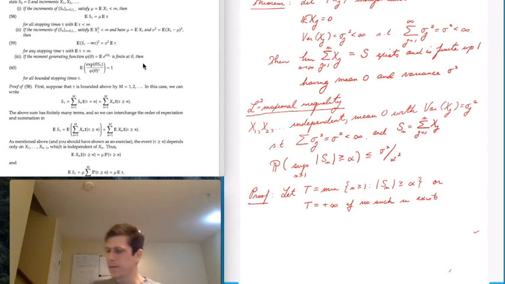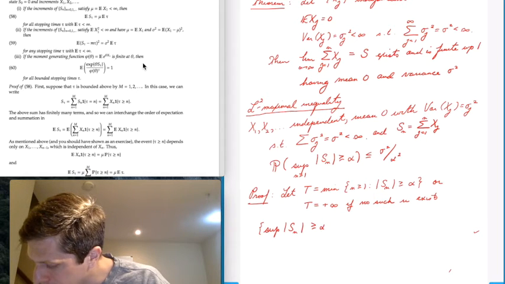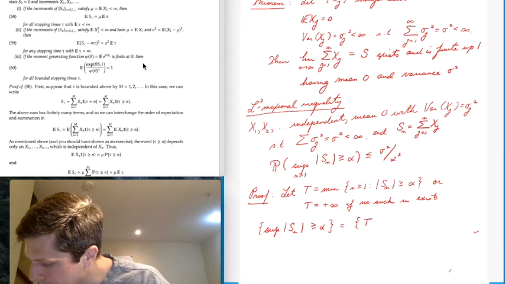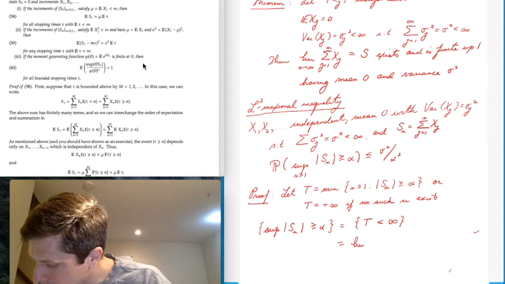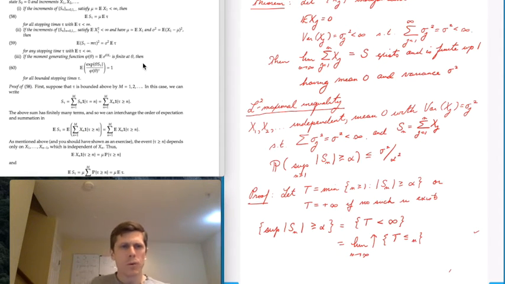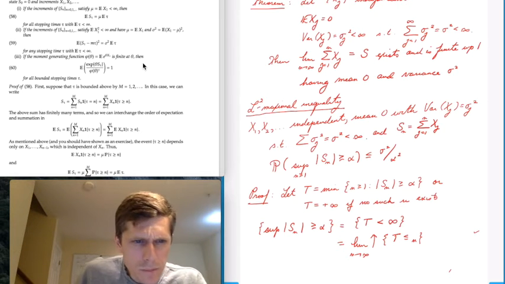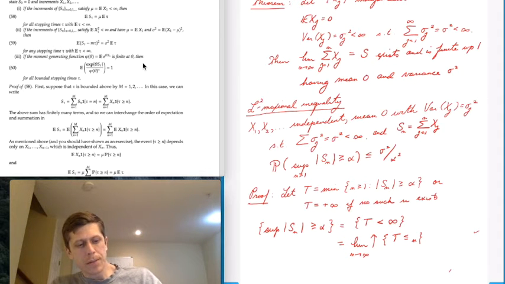So clearly, if T is finite, then the sup of Sn will be larger than alpha because we'll have a value which exceeds alpha. So the event that the sup of the absolute value of Sn exceeds alpha is equal to the event that T is finite. But this is equal to the limit of these finite events, the increasing limit of events. Okay. So what we see here is we're going to apply the second Wald identity, and we can do it to a bounded stopping time.